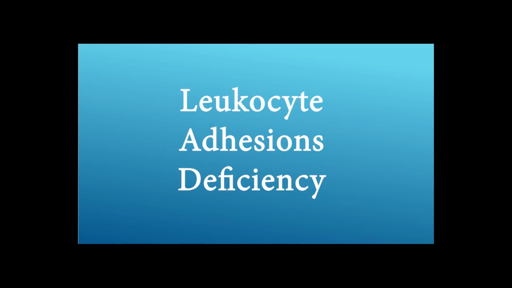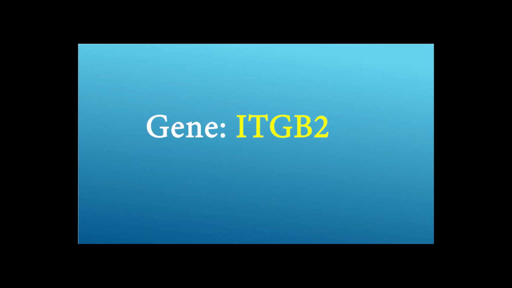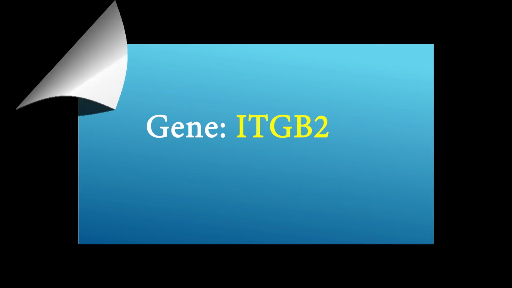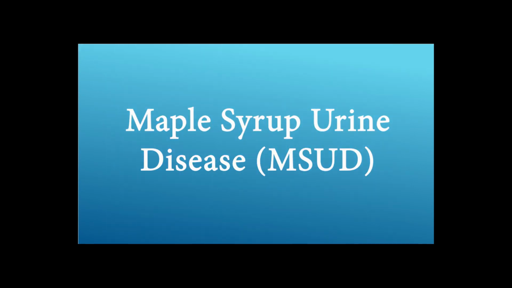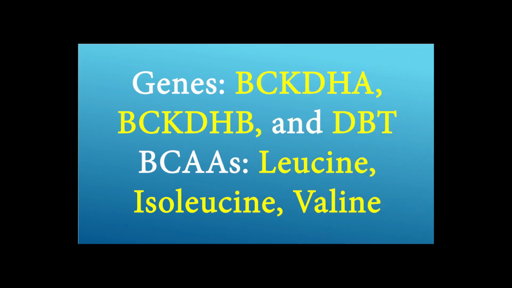Leukocyte Adhesion Deficiency. LAD, gene mutation ITGB2. Do you remember what CD number is associated with LAD? That's right. CD18. Very high yield. Maple syrup urine disease. Maple syrup gene mutations are BCKDHA, BCKDHB, and DBT. Don't forget the three branched-chain amino acids associated with maple syrup: leucine, isoleucine, and valine.